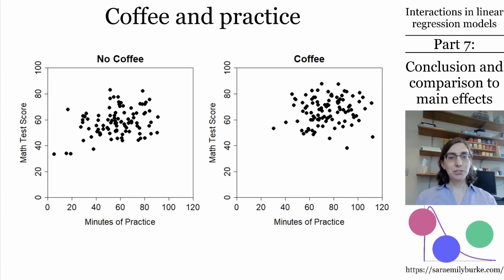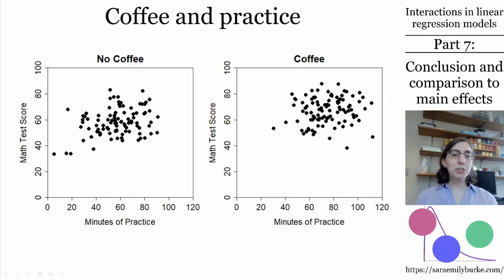On the left, a scatter plot of math test scores and minutes of practice among those who did not drink coffee. On the right, a plot with the same axes, but among those who did have coffee. You can see that people who drank coffee also practiced more on average. Their minutes of practice are farther over to the right along the x-axis.